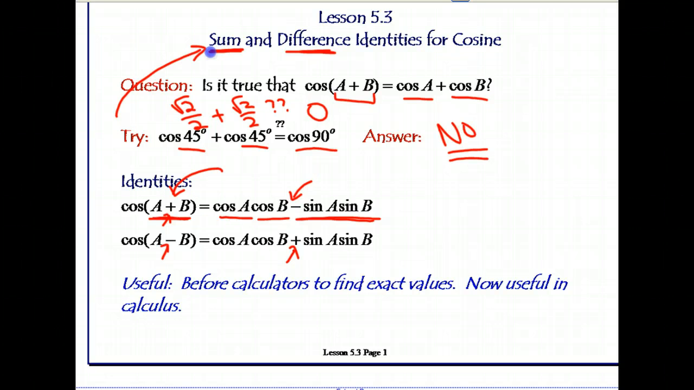These are very useful if you have certain angles you're trying to find, especially before calculators. They're very, very useful because you couldn't just punch things in your calculator and get the cosine values. You'll still use these occasionally if you take the next higher math course, which is calculus. These occasionally come up in calculus where you need to come back to these identities. So we've got these two. And like I said, I think you'll enjoy this more than 5.1 and 5.2 in terms of how straightforward this is going to be. So let's look at an example here.